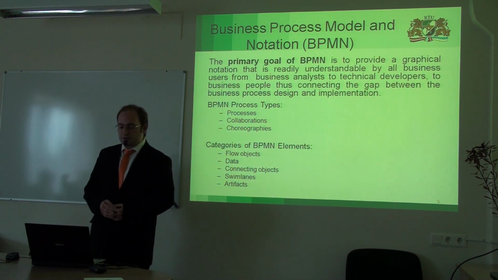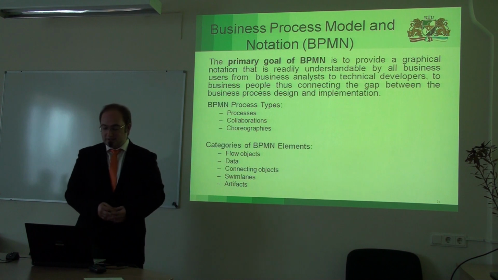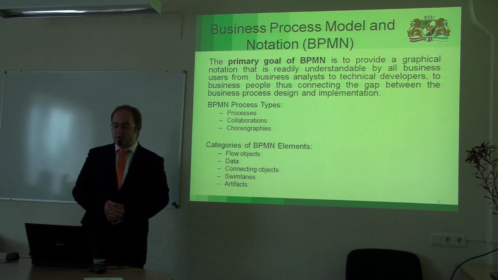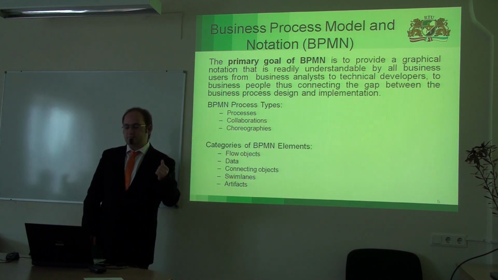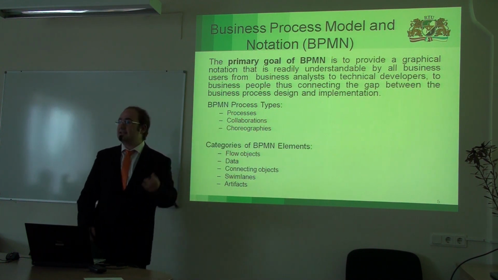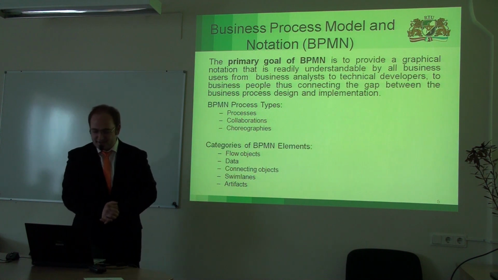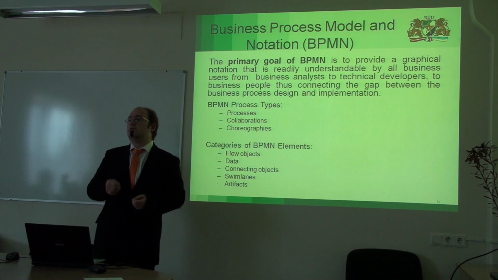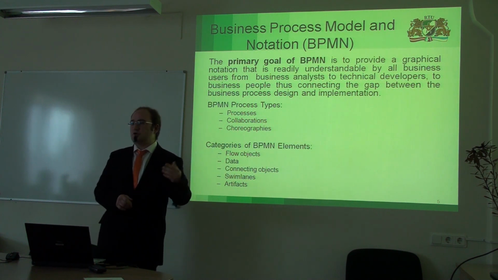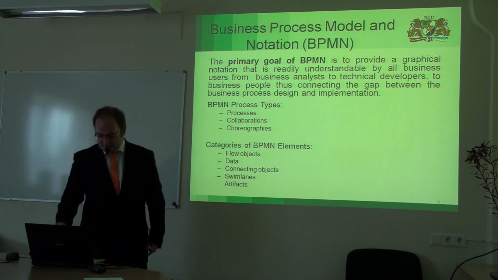And the more interesting part is categories of BPMN elements. So, 5 major categories: flow objects, data, connecting objects, swim lanes, artifacts. Flow objects are activities, events, gateways. Data is representing data, as it states. Connecting objects are all the flow lines, which show the flow of the activities, and so on.